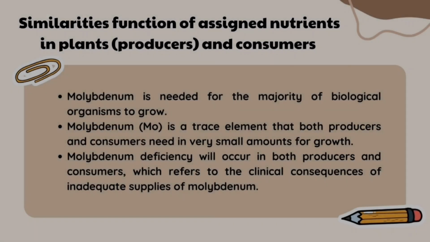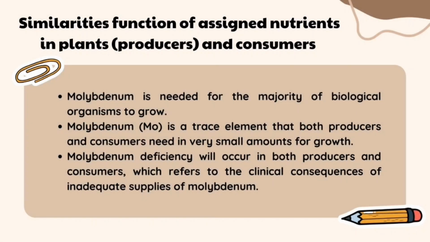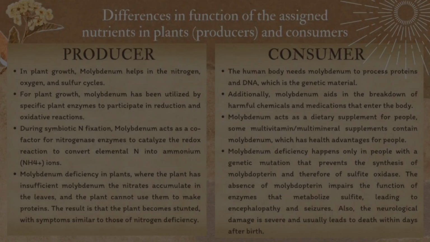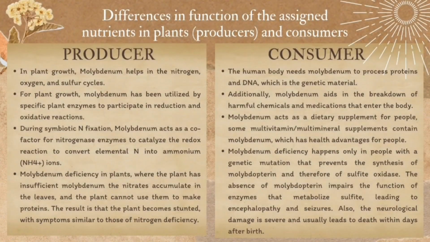Furthermore, I will explain about the similar functions of molybdenum in producers and consumers. First, molybdenum is needed by the majority of biological organisms to grow, and the second is that molybdenum is a trace element that both producers and consumers need in very small amounts for growth, and molybdenum deficiency will occur in both producers and consumers.